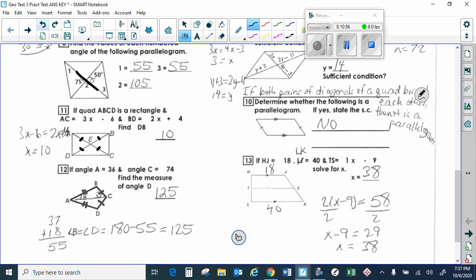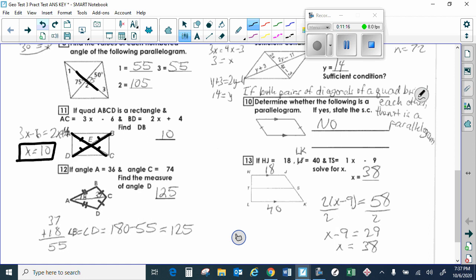Okay, so that means all 4 pieces are the same. AC, the whole diagonal equals that, and BD, that whole diagonal equals that, so we know the diagonals are congruent. So all you do is set them equal to each other. Okay, so subtract the 2x across, you get x, add the 6 across, and you get 10 for x.